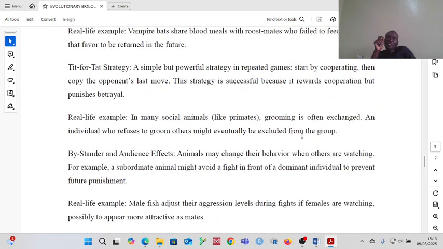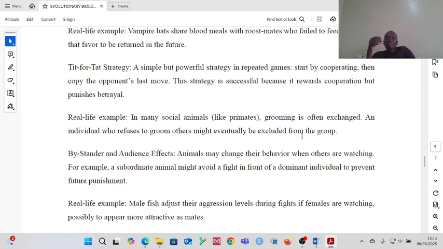There is the tit for tat strategy. So these are simple but powerful strategies in repeated games. So starting by cooperating, then you copy the opponent's last move. Okay. So we begin cooperating together, but at the end of it, what I remember more is I will remember the last thing you did to me.